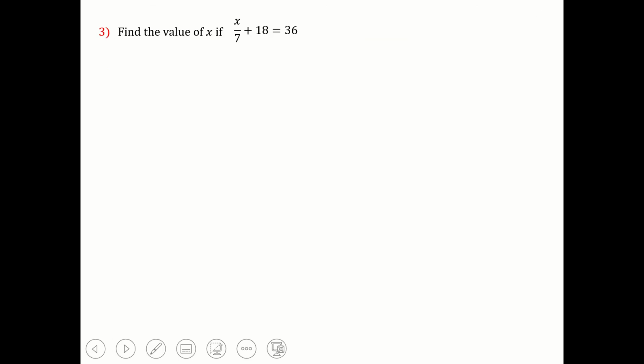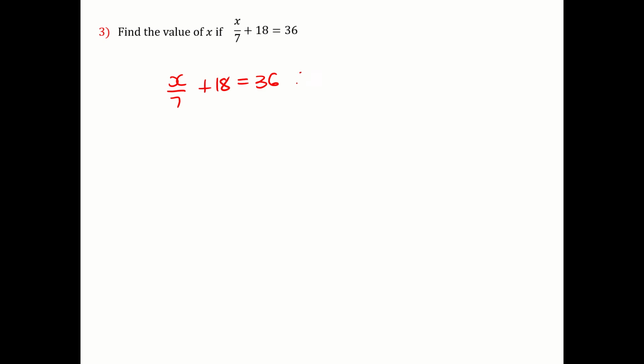Okay, one last question. Find the value of x if x over 7 plus 18 equals 36. All right, so I'm just going to rewrite that equation down here, and I want to know the value of x. To know the value of x, I need to have x equals something. At the moment I've got x divided by 7 plus 18 equals something. So I need to get rid of the 7 and the 18. Again, I would work backwards. So I would get rid of the 18 because that's the last thing that's happening.